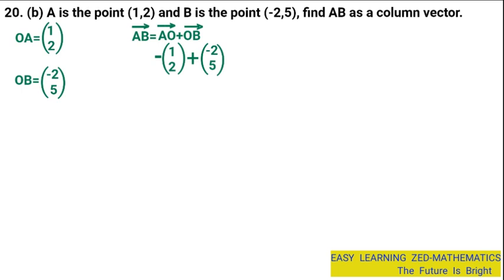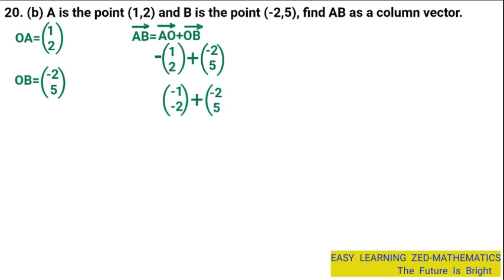Okay, I'm talking about this one, which is negative open bracket 1, 2 close bracket. Then I'm going to distribute the negative sign inside, so I open bracket, then negative times 1 will give me negative 1, then negative times 2 will give me negative 2, then close bracket, plus OB, which will be maintained just like the way it is.